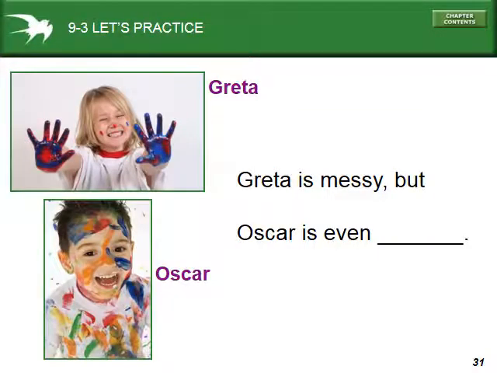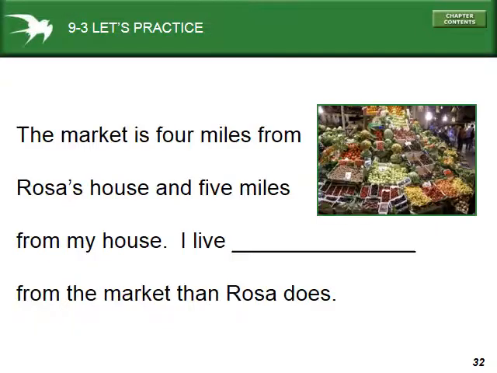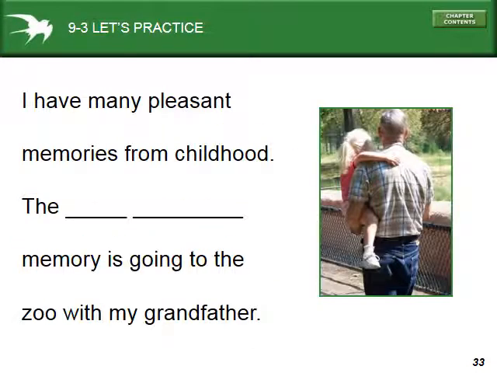All right, so which of these is correct? Greta is messy, but Oscar is even messier. So we have a 2-syllable adjective, but it ends in a y, so we're going to use er. The market is 4 miles from Rosa's house and 5 miles from my house. I live farther or further from the market than Rosa does. Okay. I have many pleasant memories from childhood. The most pleasant memory is going to the zoo with my grandfather.